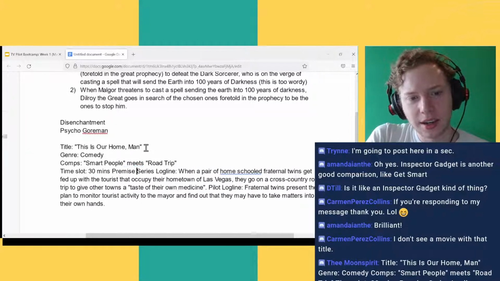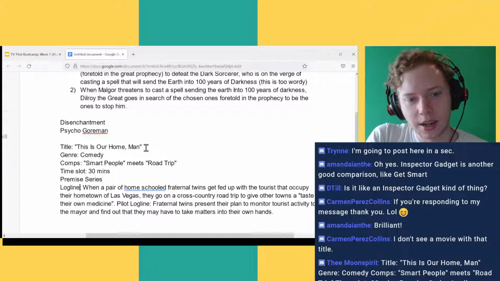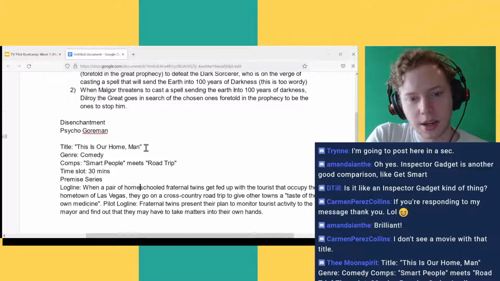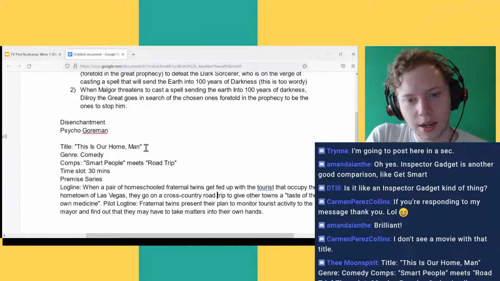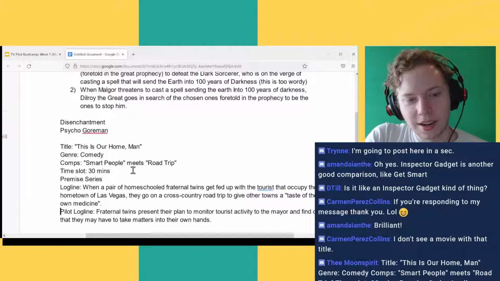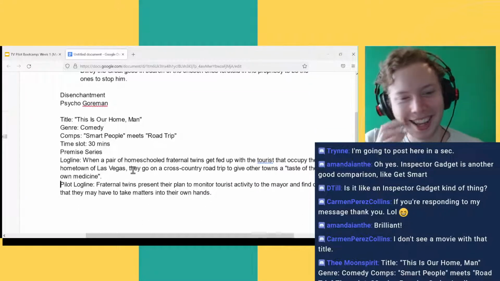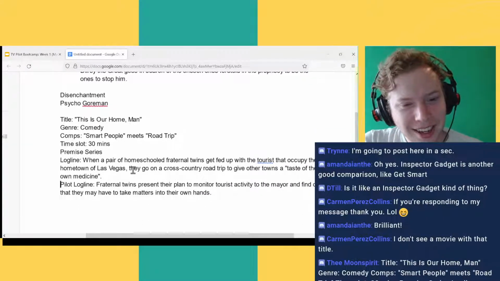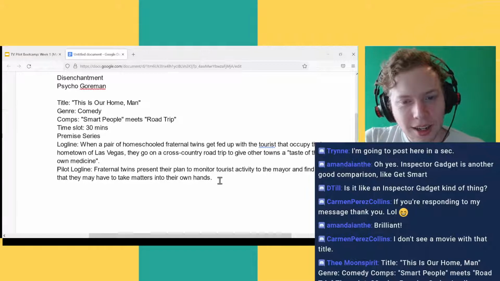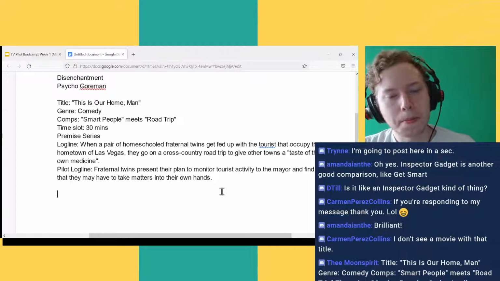Series logline: when a pair of homeschooled fraternal twins get fed up with the tourists that occupy their hometown of Las Vegas, they go on a cross-country road trip to give other towns a taste of their own medicine. The pilot logline: fraternal twins present their plan to monitor tourist activity to the mayor and find out that they have to take matters into their own hands.